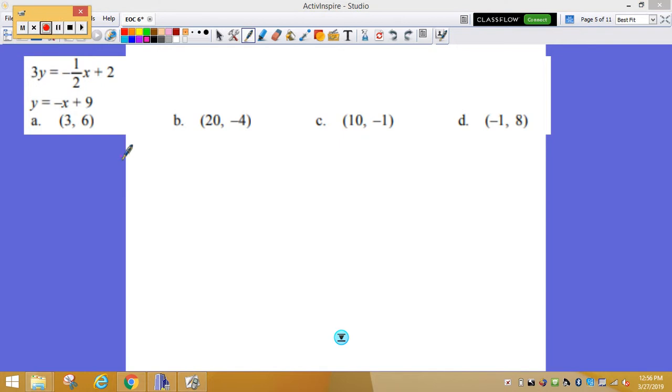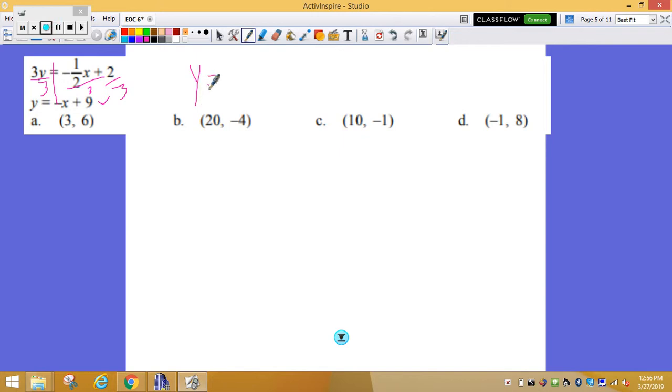Okay, so let's look at this one. The bottom one is solved. I could go ahead and type that in my calculator. This top one is not solved, right? I need to get y by itself. So what's with the y? The 3. How do I move the 3? I divide by 3. Everything. Divide by 3. Divide by 3.